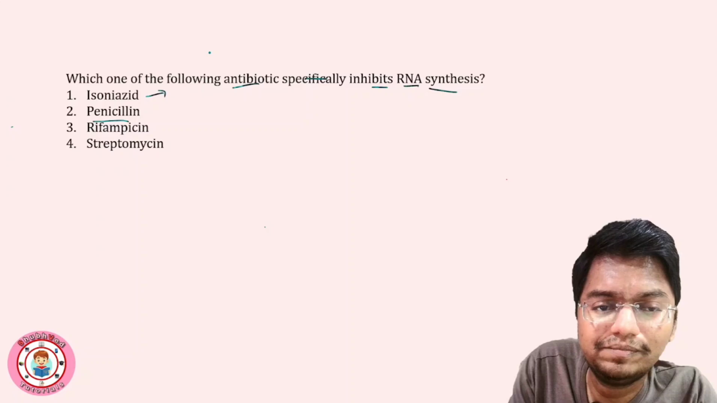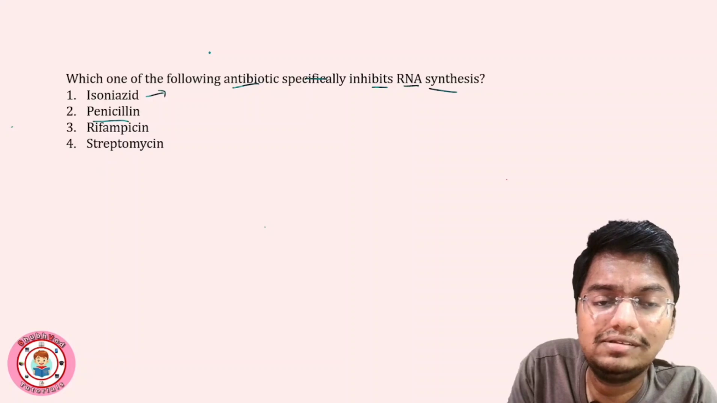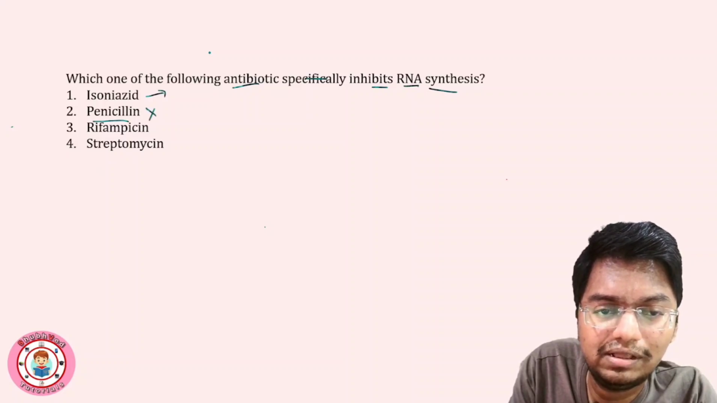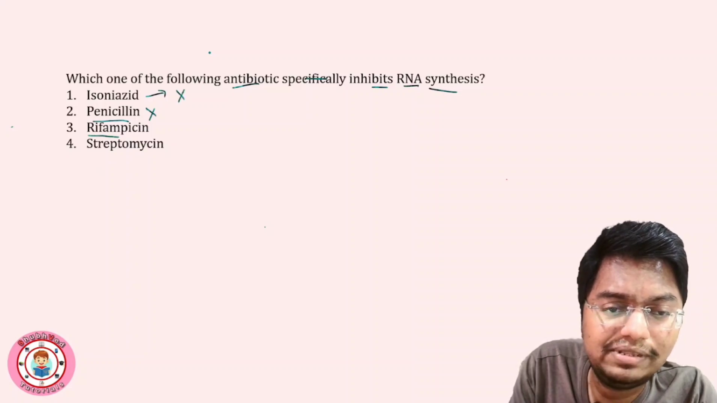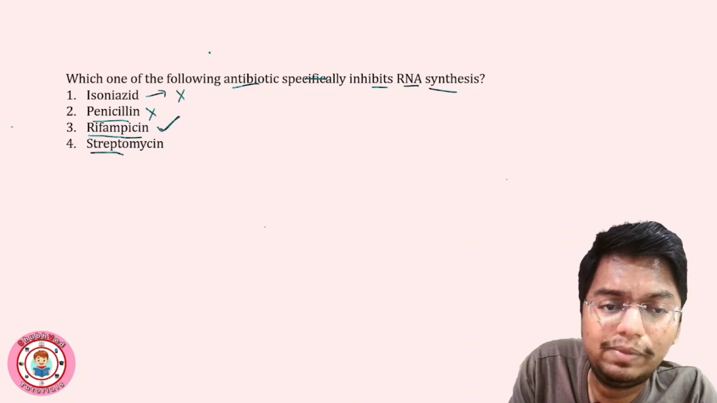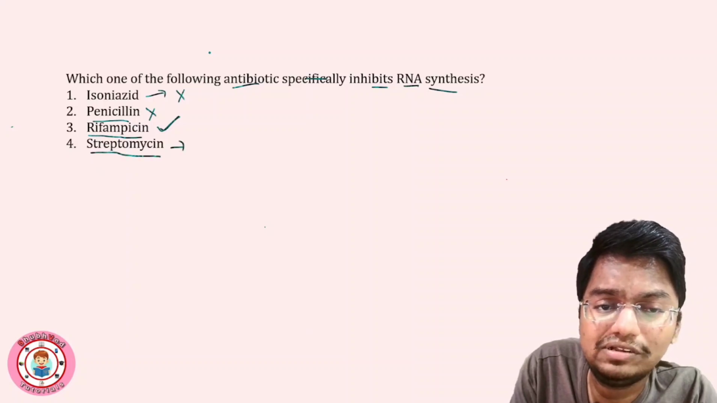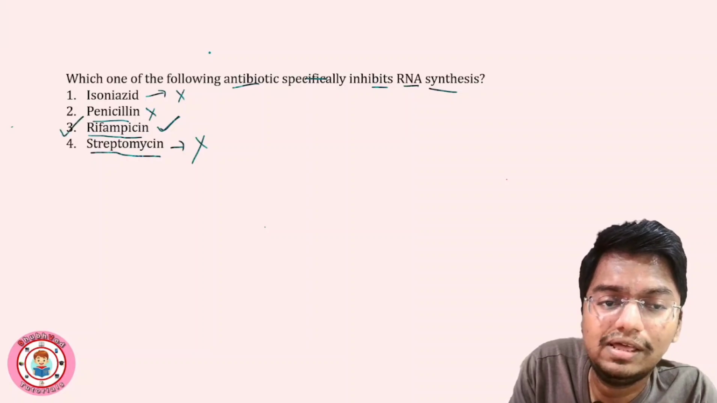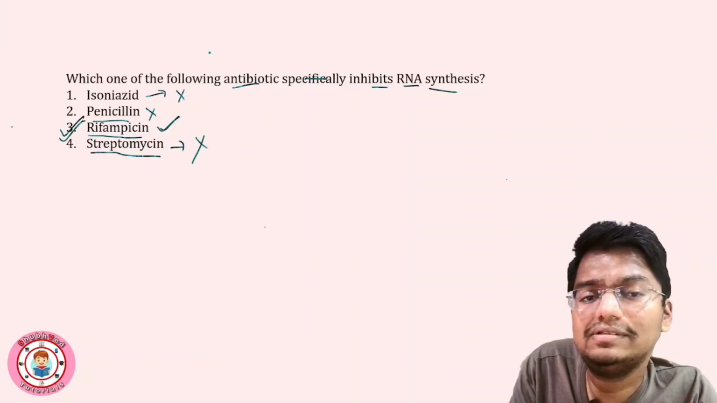Penicillin antibiotic है, okay? Peptidoglycan synthesis को inhibit करता है. So this is also not the answer. As well as no isoniazid. Rifampicin, yes, ये आंसर है. Streptomycin is again related to translation. Okay, translation. So ये भी आंसर नहीं होगा. Option number 3, rifampicin is the answer.